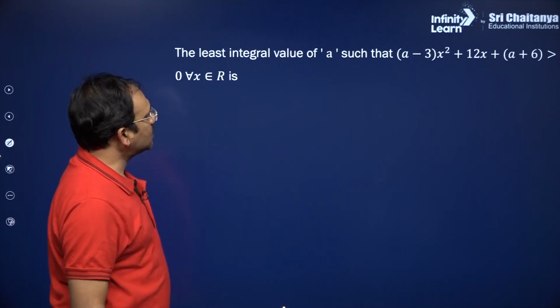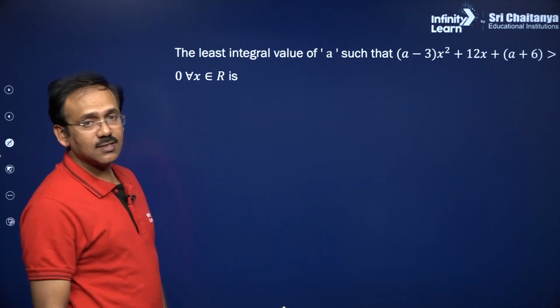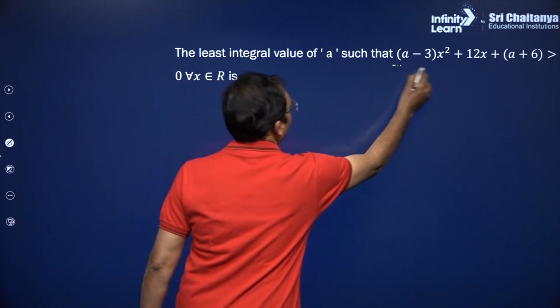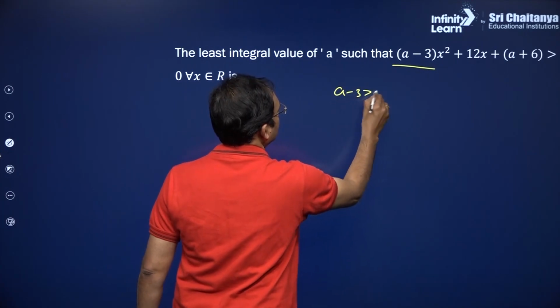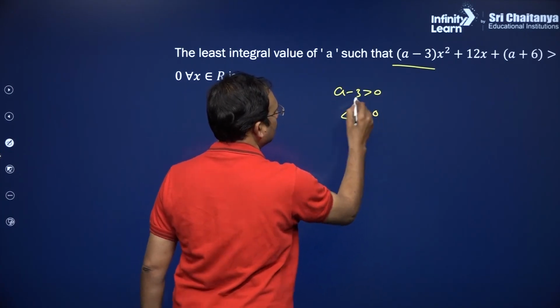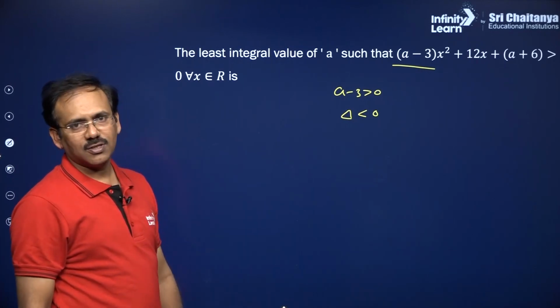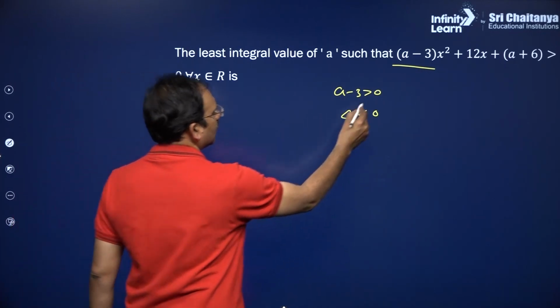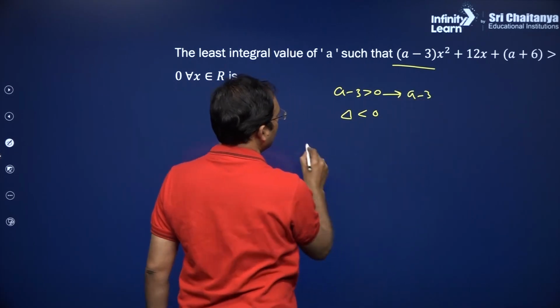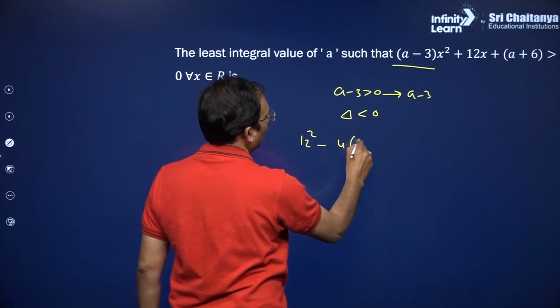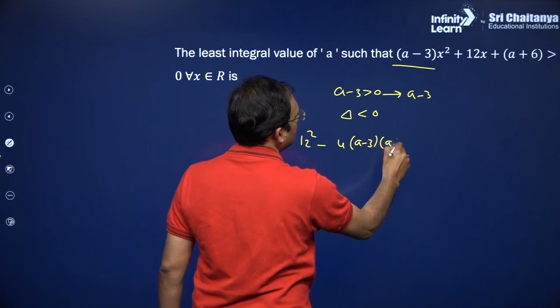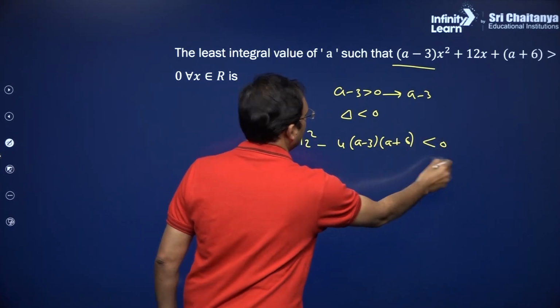Next, the least integral value of a such that this is always greater than 0. Maintain the x square coefficient positive and apply delta less than 0. You will get one inequation containing a, you will get 7 solutions here, right. That means a greater than 3, b square minus 4ac must be strictly less than 0.